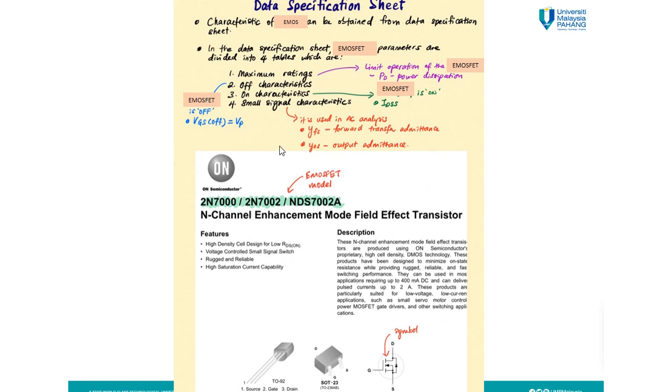So this is one of the examples for the EMOSFET. This specification sheet contains 3 models. This is the symbol, and this is the physical view of the EMOSFET, where it has numbers for each leg or terminal: source, gate, and drain. Here you can refer to this.